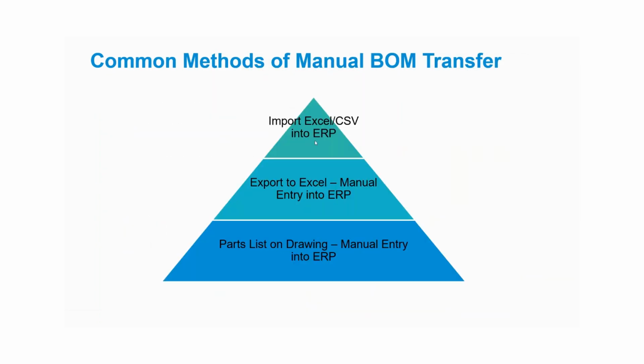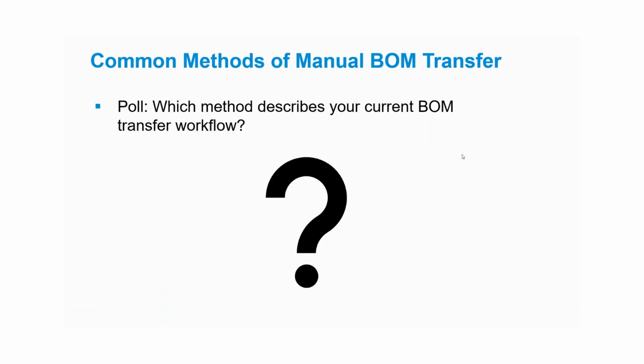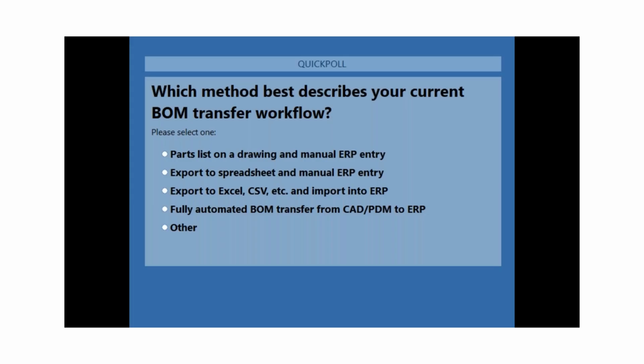So again, these three methods, I think, are the most common. And I'd like to ask a question now. So I'm going to put up the first of two poll questions we have today. Which method describes your current bill of materials transfer workflow? So meaning, how do you get a bill of materials from engineering into ERP or PLM? Right. So we'll give everyone just a little bit of time here to answer this question, just to see where we are on this hierarchy.